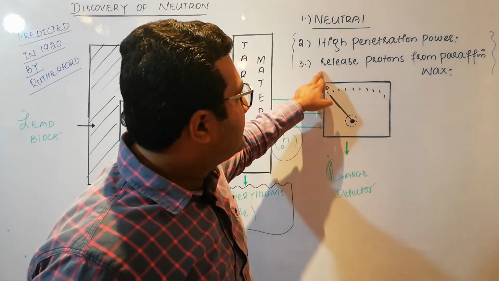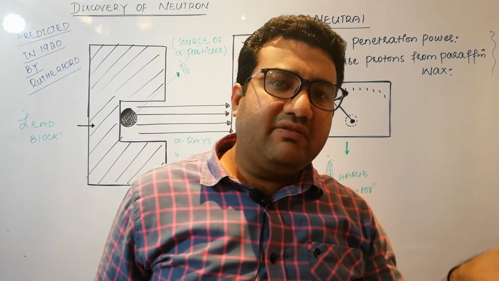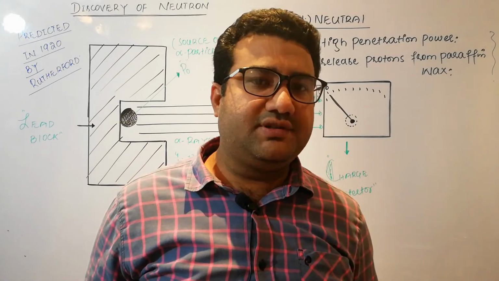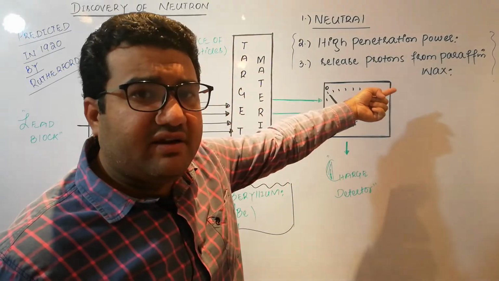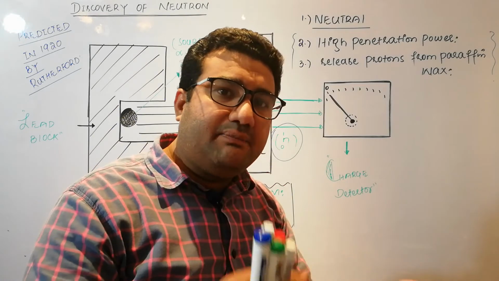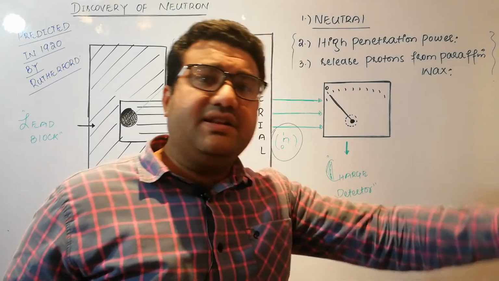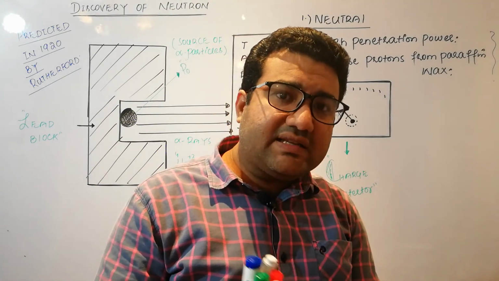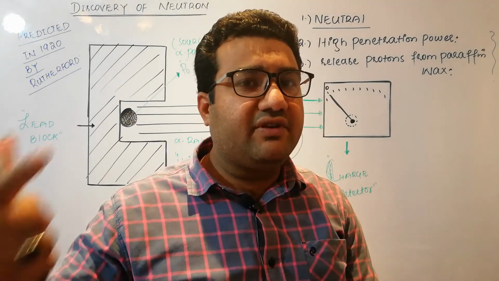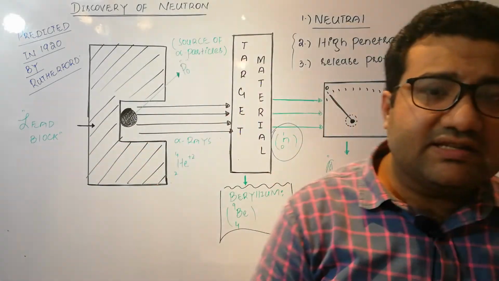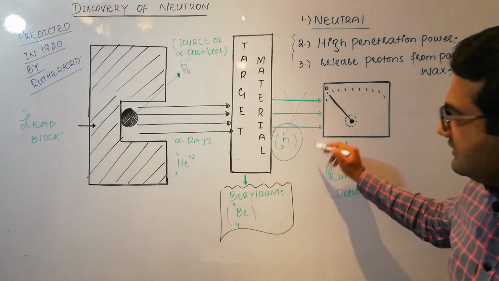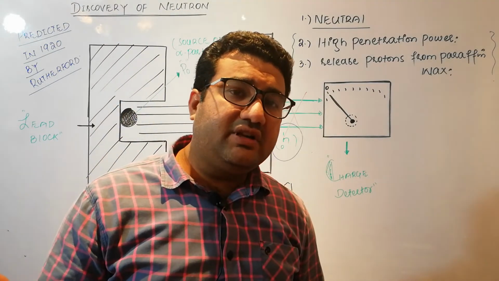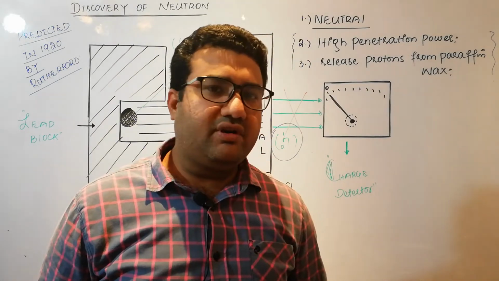And the second point: when gamma rays are made to fall on paraffin wax, protons do knock out, but those protons are not very highly energetic. But when neutrons are bombarded on paraffin wax, because the mass of neutron and proton is very comparable, when they strike the proton, they knock out high energy protons from the paraffin wax. So gamma rays do not have such a high penetration power, and gamma rays cannot knock out high energy protons from the paraffin wax. That's why it was confirmed that these radiations can never be gamma rays. These are some new radiations. Then work started on it, and it was reported that these new radiations are actually elementary particles of the atom, and these are the neutrons because they are neutral in nature.